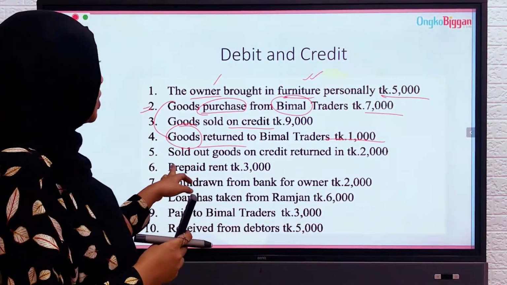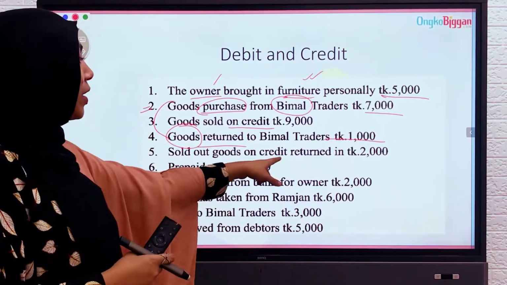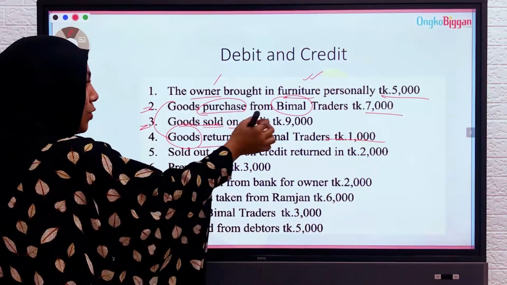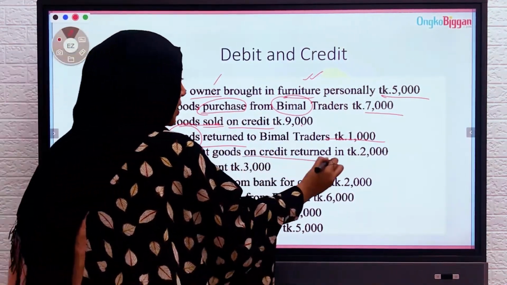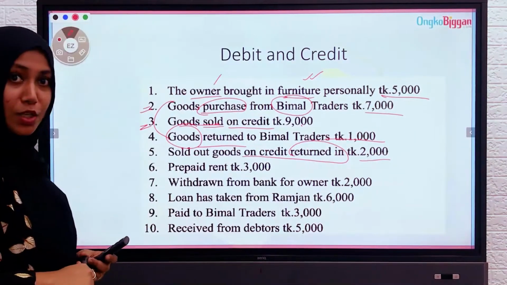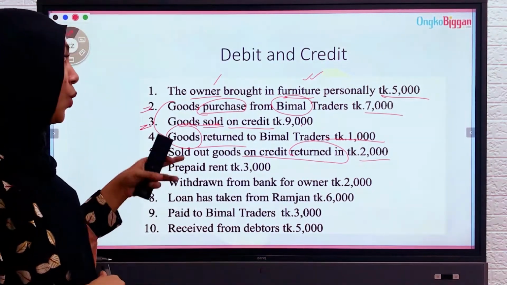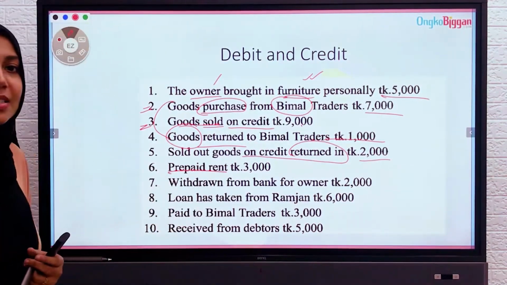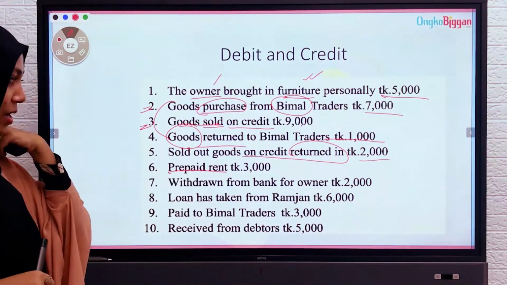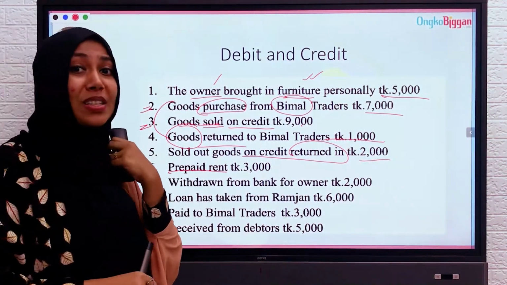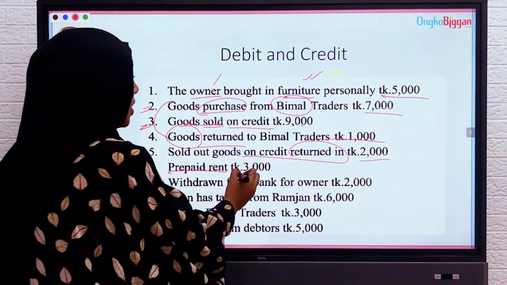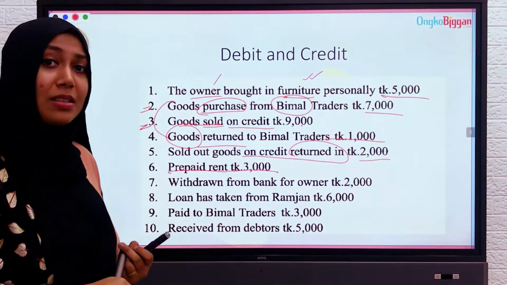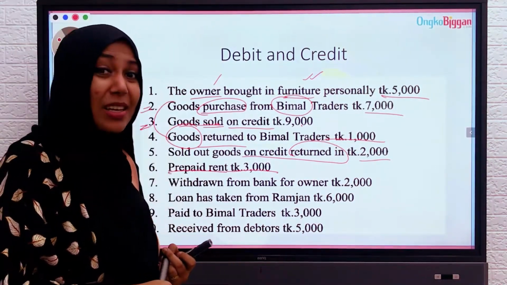Number 5. Sold goods on credit, returned again. On the 3rd there is a sale of 9,000, and then again there is a return of 2,000 taka. So what's the journal of sales return? What's the journal of purchase return? Then the prepaid rent. See, our advance expense. We have rent, prepaid. So anything prepaid expense is our asset. So prepaid rent 3,000. Our cash has already gone over here, right? Prepaid expense is our advance expense, right?